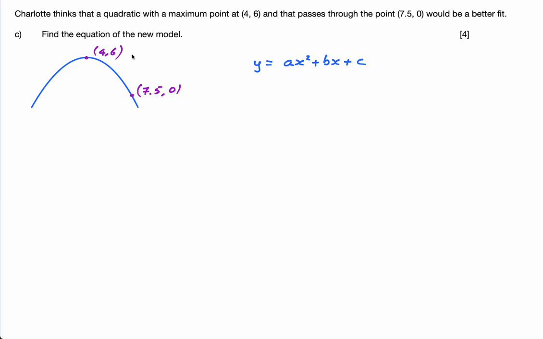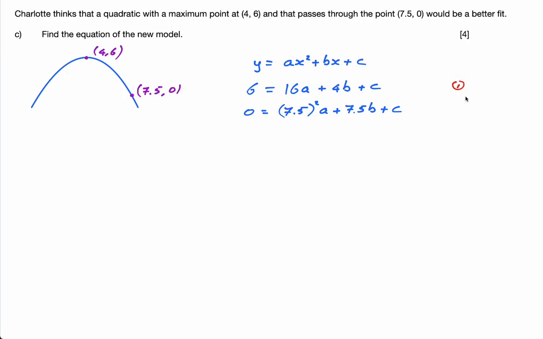So we sub in (4, 6) and we sub in (7.5, 0). Let's sub in 6 and 4 first. So 6 is the y and 4 is the x. So I'll put 4 squared is 16. Hope you don't mind this, guys. 16a plus 4b, because x is 4, plus c. So that's my first equation. And then this one, I'll sub in 0 and 7.5. So 0 equals 7.5 squared a plus 7.5b plus c. So that's my second equation.